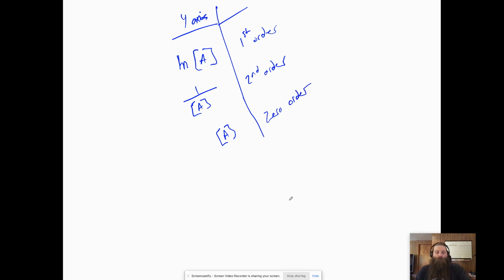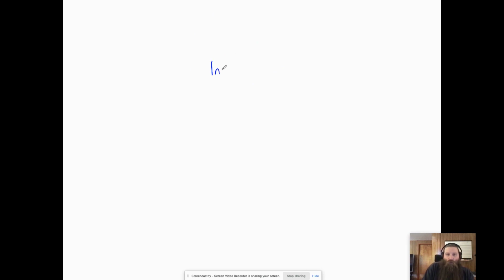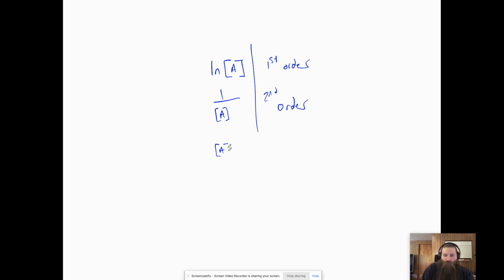All right, so those are our big takeaways. That's really hideous, right? Ln, there we go. I don't know why it was writing sideways. First order, 1 over concentration would be second order. And if all I see is concentration, that would be our zero order.